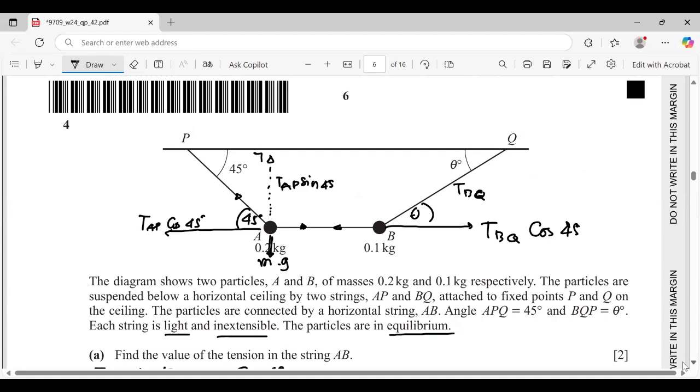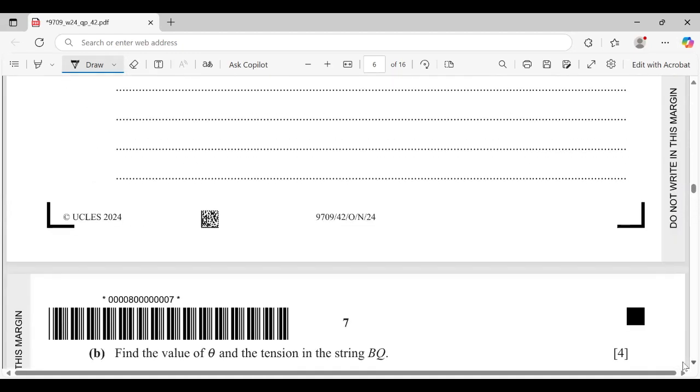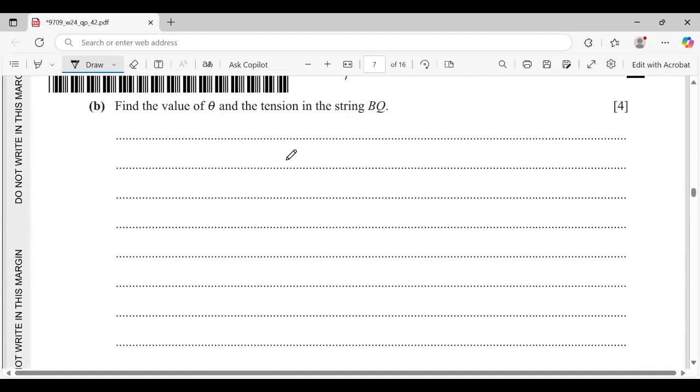And I would like to create the right angle triangle here for PQ, like this. We'll expand the triangle. This is theta here, and this is 0.1 based on the information, 0.1 kilograms.